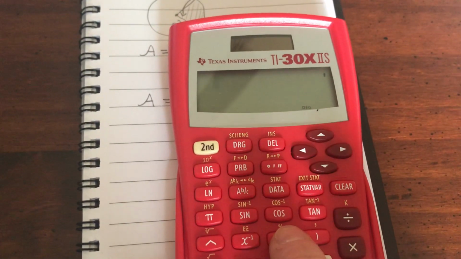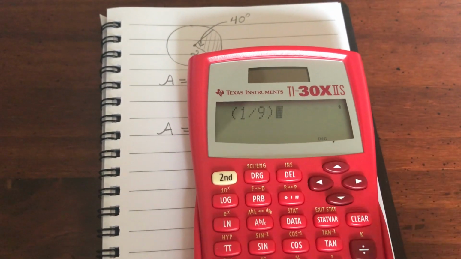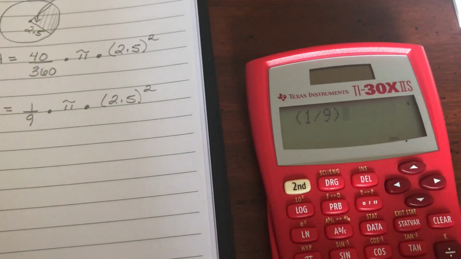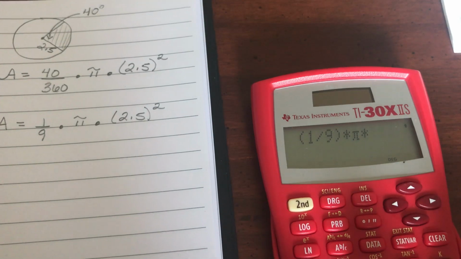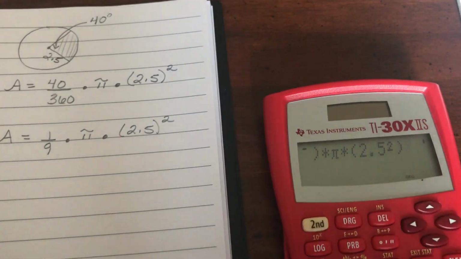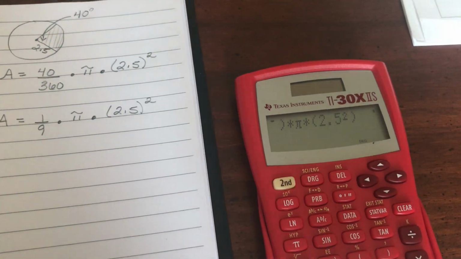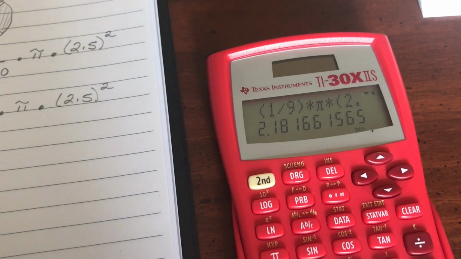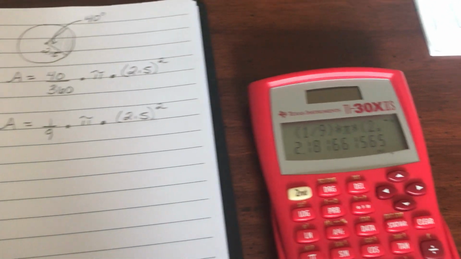Okay, so I'm going to type in parentheses 1 divided by 9. That way my calculator knows I'm taking 1/9 of something, and I'm taking 1/9 of pi. So I'm going to multiply that by pi, and then I'm going to multiply it again by the radius 2.5 squared. In general, you don't always have to do this, but you can't go wrong if you just put each part in its own parentheses. And when I hit enter, then for a rounded answer, I get 2.18 units squared for the area of that sector.